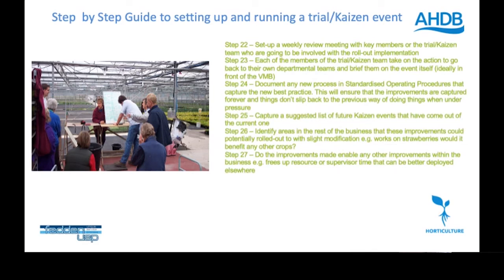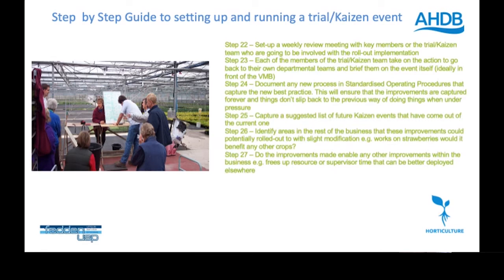Sometimes, at step 25, you might identify future improvements that you want to make. It's amazing how much you learn by running these Kaizen events. So it might well be that you've identified other things that you want to trial. Creating a list and recommending back to the senior management team that they allocate some resources to looking at other areas of the business should be one output that comes from this.